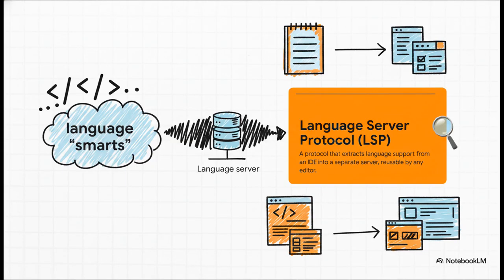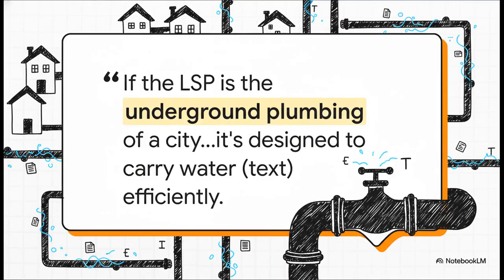The LSP just brilliantly solves this. It creates the standard way for tools to talk to each other. It takes all the language smarts, like autocomplete and error checking, and puts them in one single reusable language server. Now, any editor can just connect to it. Problem solved. I love this analogy. Think of the LSP as a city's underground plumbing system. It's perfectly engineered to do one thing really, really well: deliver water, or in our case, text-based information, to every single house, which is like our code editors.